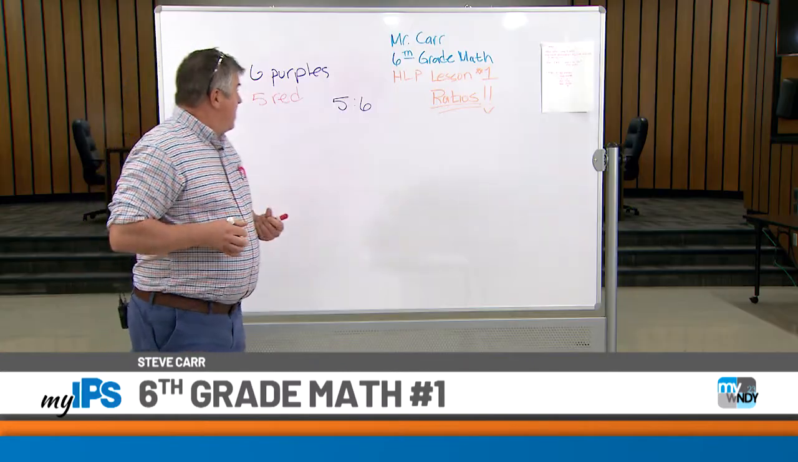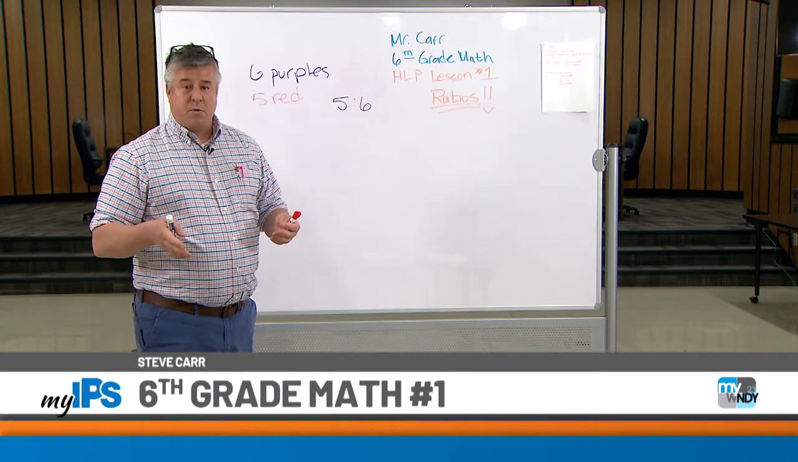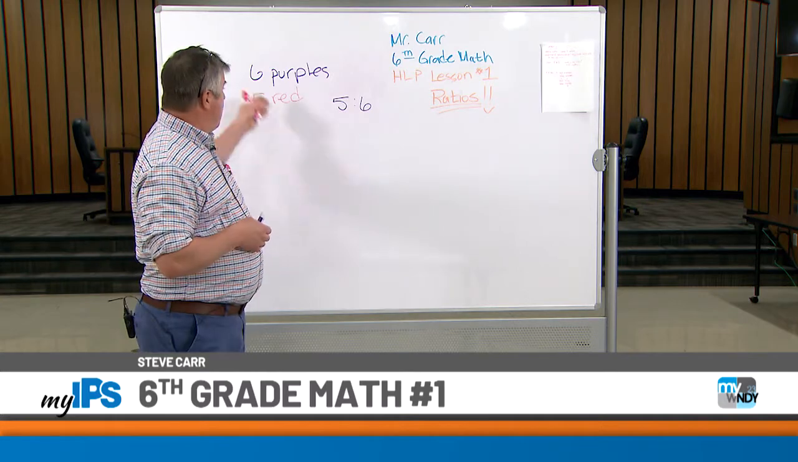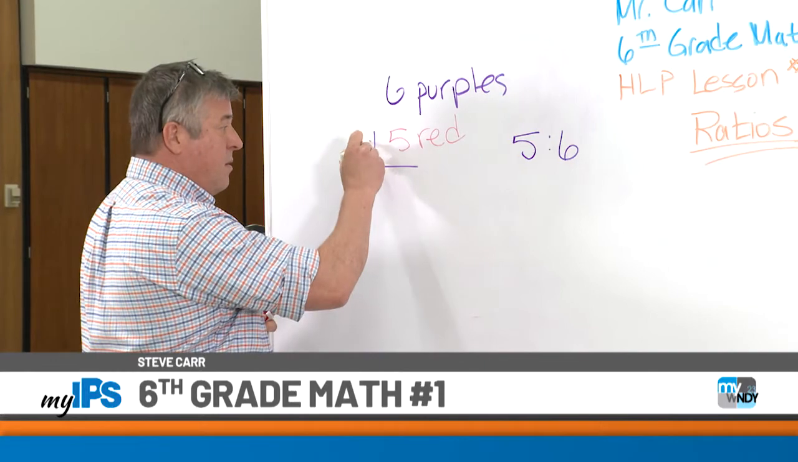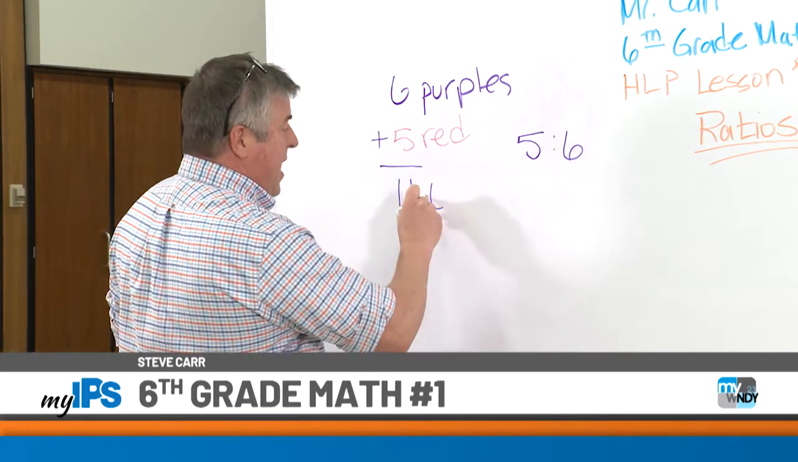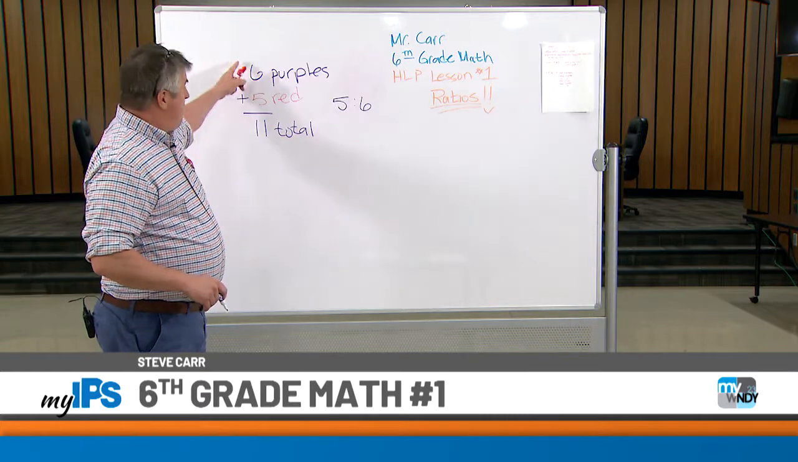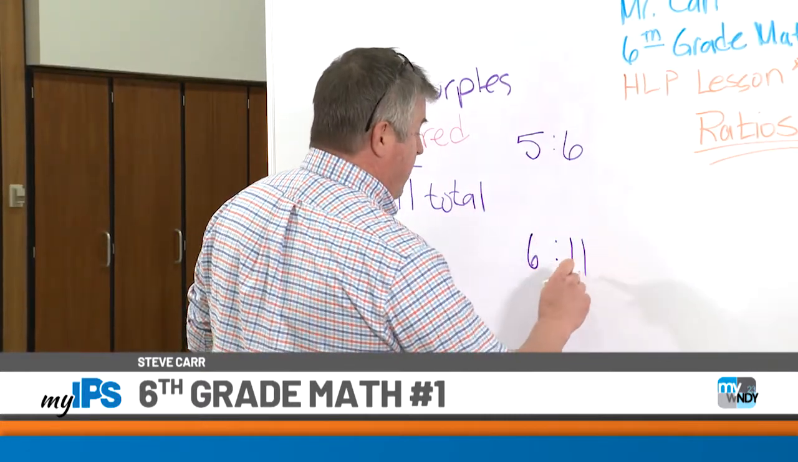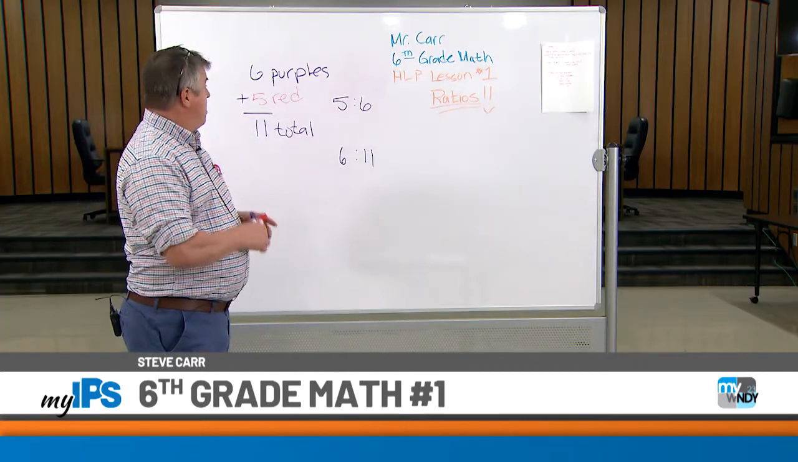But what if I said, what is the ratio of purple marbles to total marbles? Well, it doesn't tell us how many total marbles we have, but we know that we've got 6 purple and 5 red, so we can just add those together, and we have 11 total marbles. So the ratio of purple marbles to total marbles is 6 to 11. We call that part, whole.